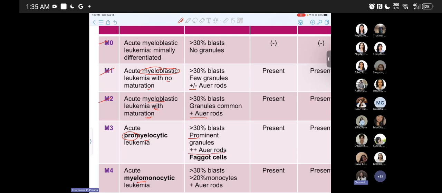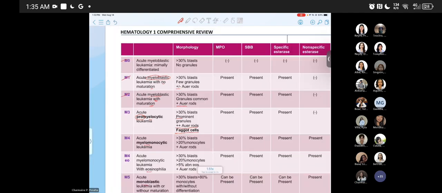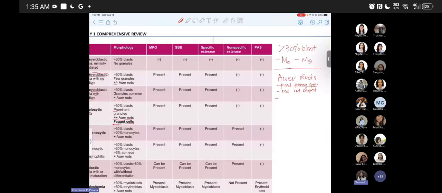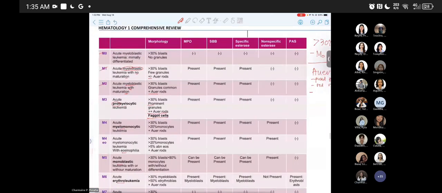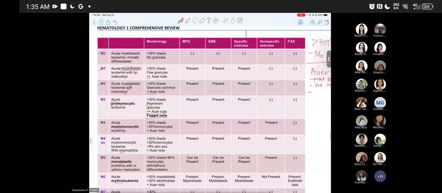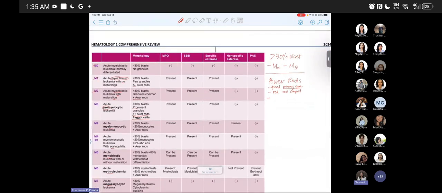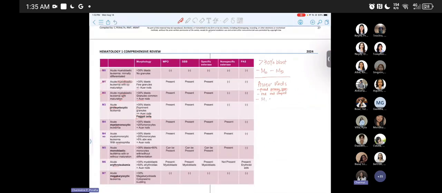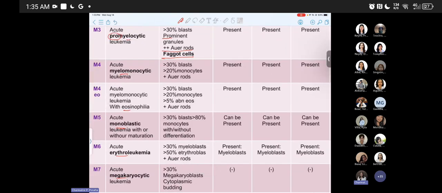Hindi lang our rods, merong fagot cells. Again, kapag yung cell, madaming our rods, ang tawag doon is fagot cells. So, nakikita ang our rods, si M1 can be positive or negative. Si M2, positive. Si M3, strongly positive. And so on. Okay? Lahat na may our rods kasi syempre yan ay developmental stages.